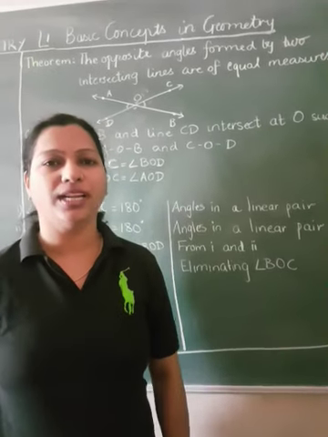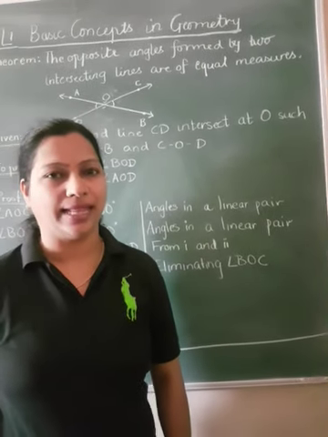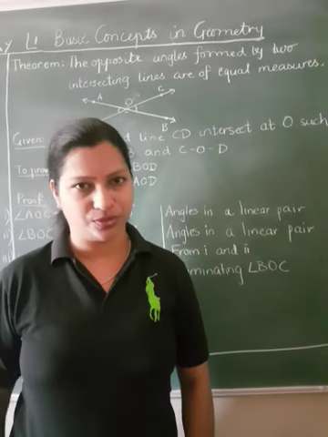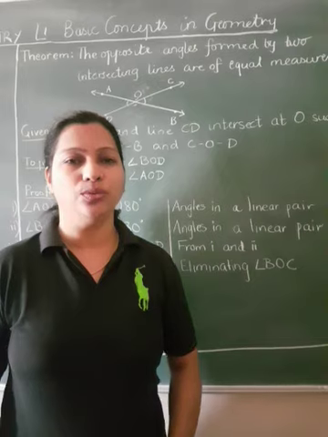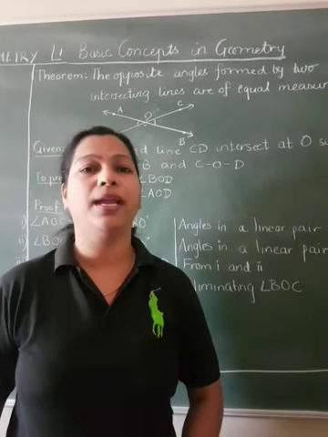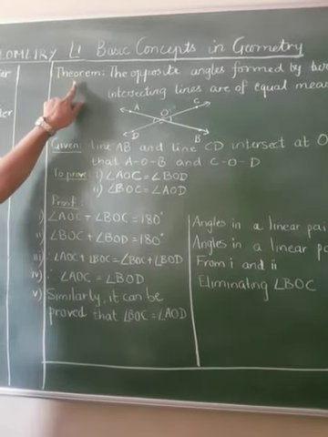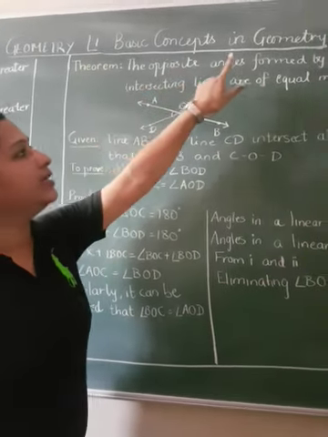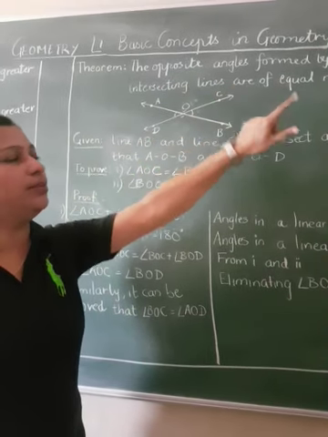Today we are going to continue with Geometry lesson number 1 of standard 9. We are going to study the direct and indirect proofs today. Let's understand the direct proof used for the property of opposite angles made by intersecting lines. The theorem statement goes this way: the opposite angles formed by two intersecting lines are of equal measures.